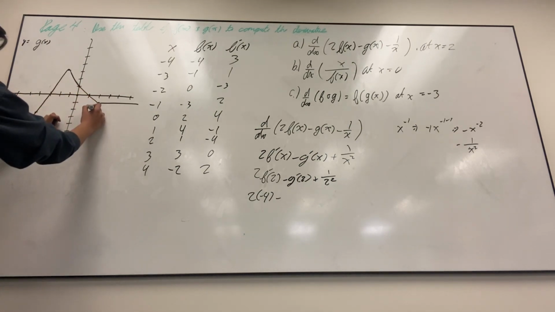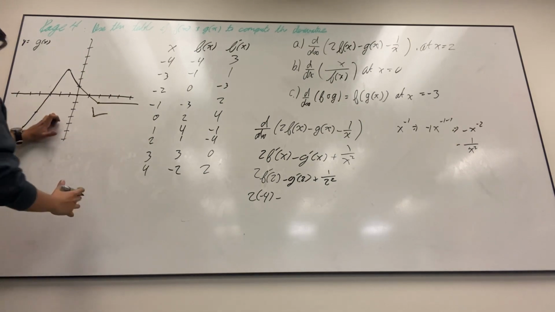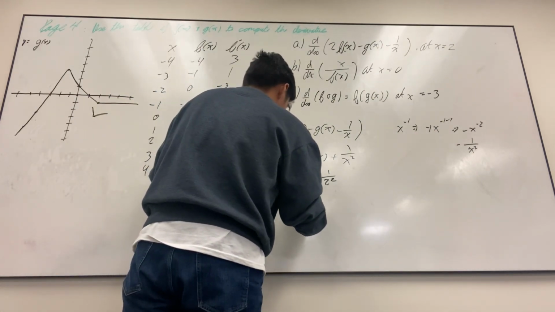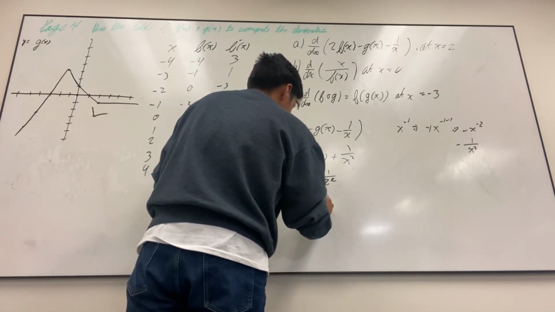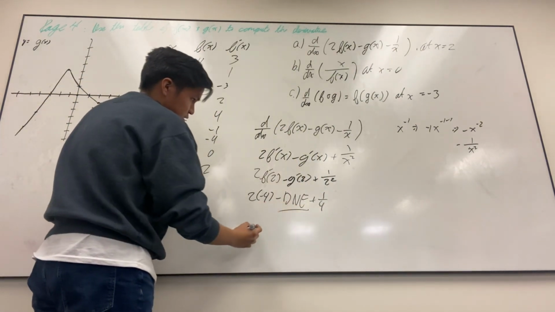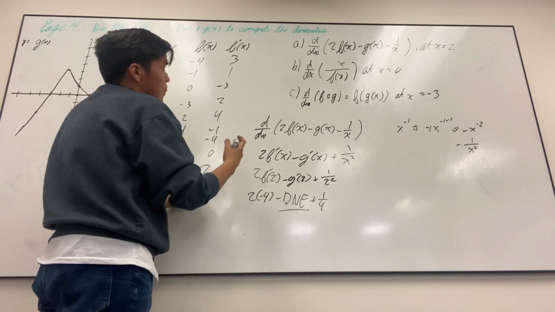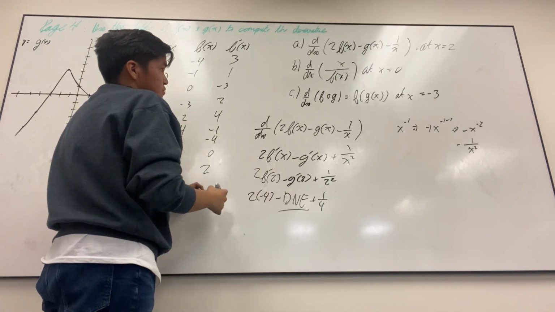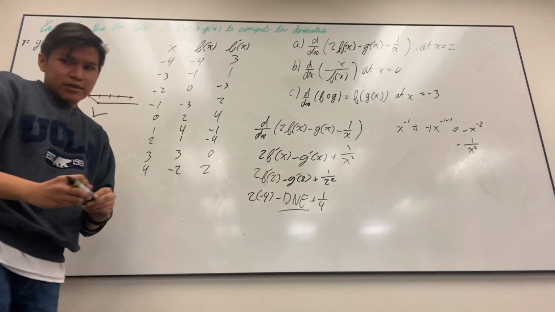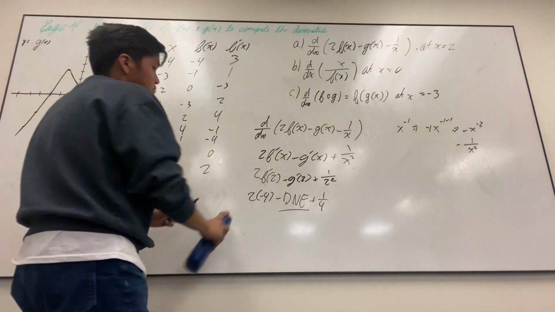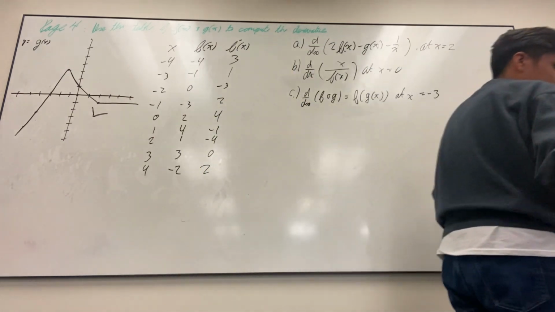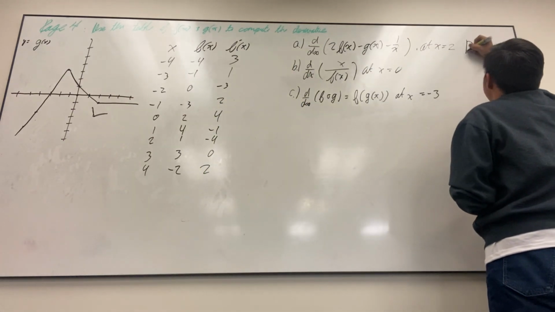At 2, there's a direct cusp, which means there's no definite slope. So that means the point does not exist. The slope does not exist. Plus 1 over 4. Immediately, right away, since you have does not exist, the derivative of 2f minus g minus 1 over x does not exist, because at g prime of 2, the slope does not exist. So the first one would be does not exist.